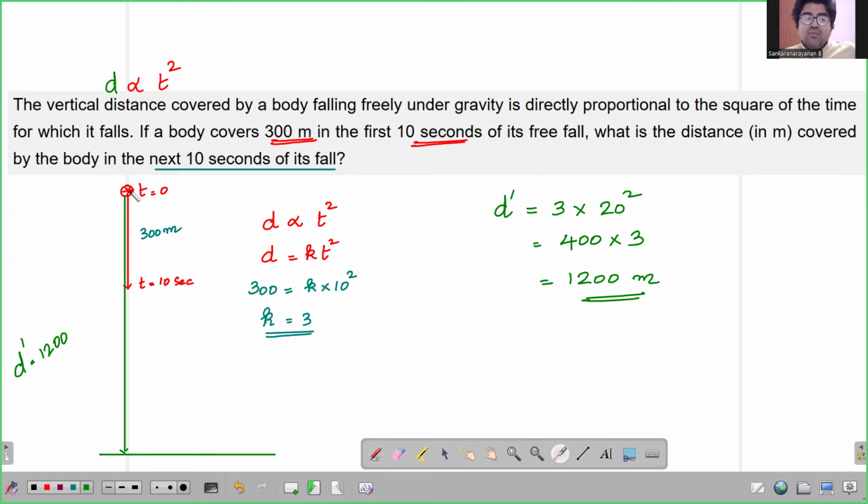Now it's very easy. From this moment to this moment, the distance covered is 1200. But from this moment to this moment, the distance covered is 300. So in the next 10 seconds span of time, the distance that is covered by this body will be 1200 minus 300. And for this question, my answer will be 900 meters. So this is going to be my final answer in this case.